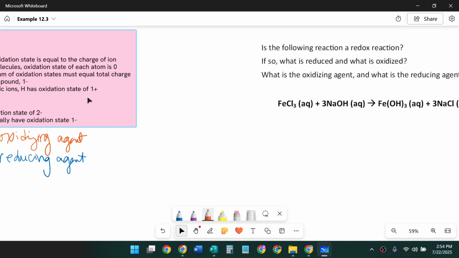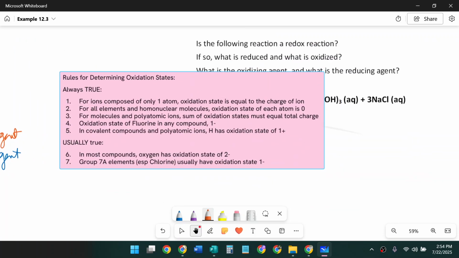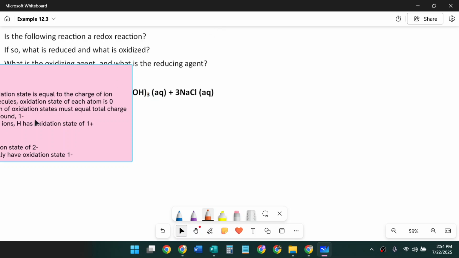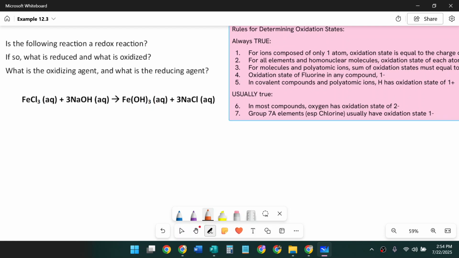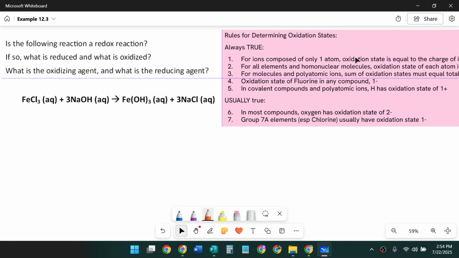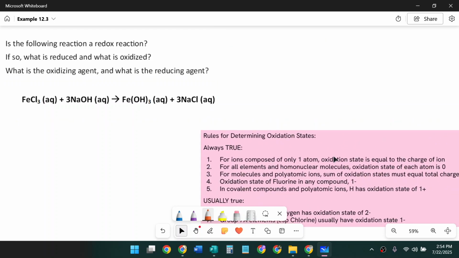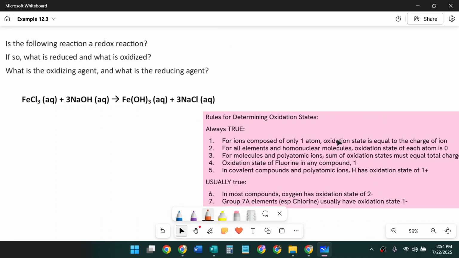All right, so let's look at the last example. And let's move our rules over here so that we can follow them. All right, so let's start by figuring out the charge of everything involved in this. My rules are kind of going off the side there a little bit. There we go. All right, so let's look at the first one.